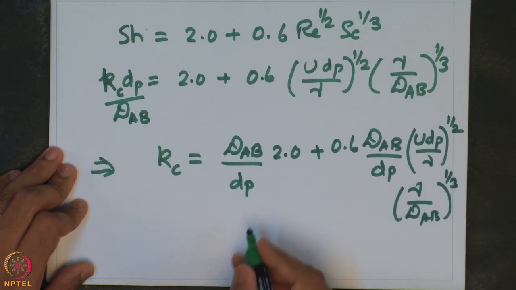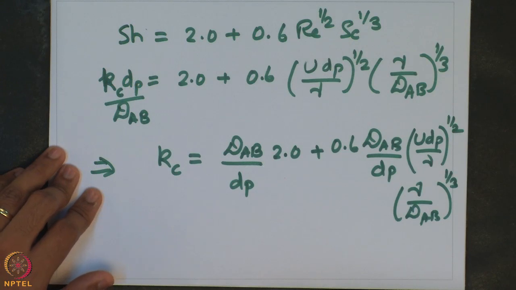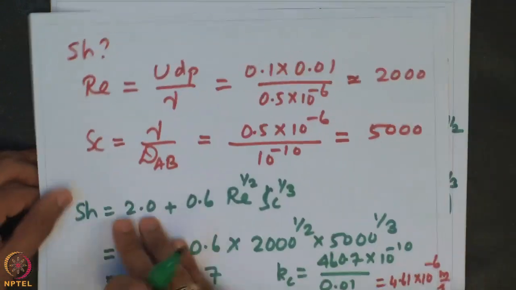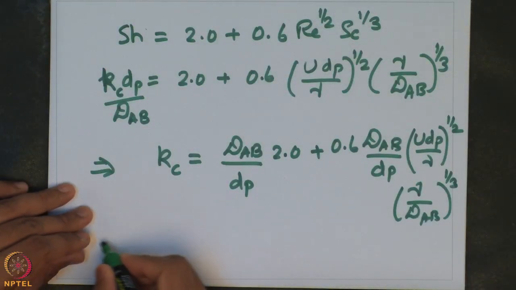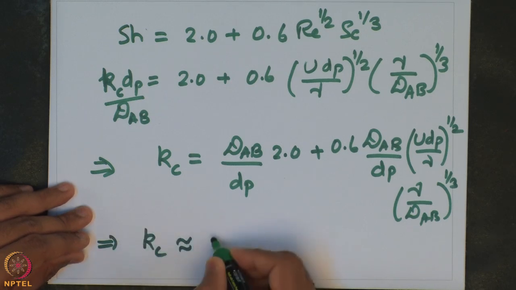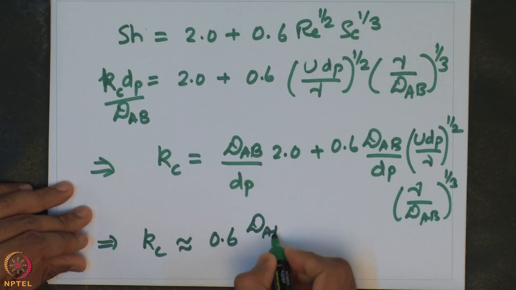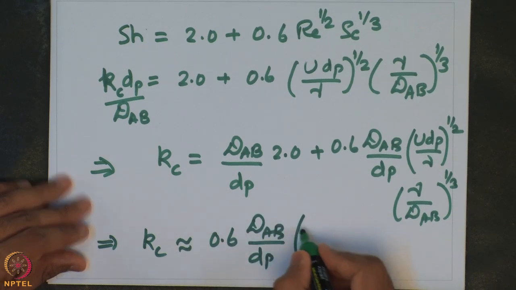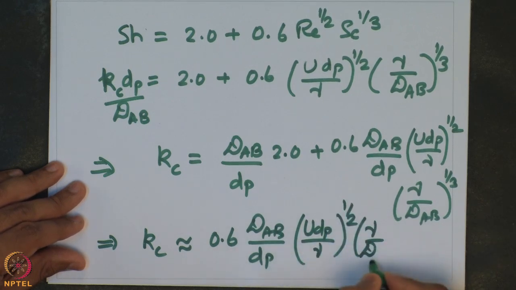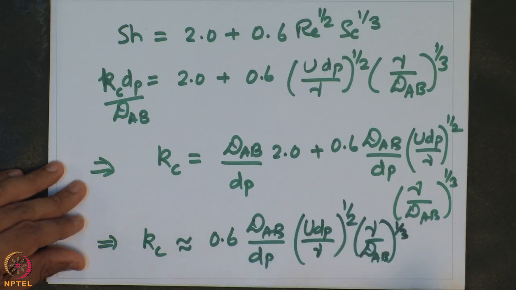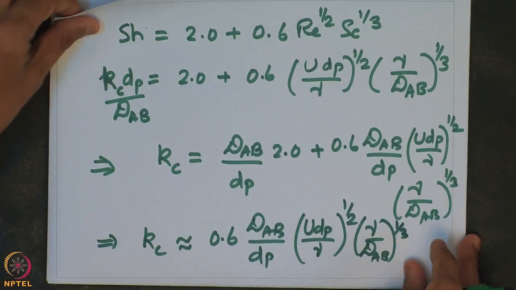So, if I estimate the mass transport coefficient and if the Reynolds number is reasonably large for this system, we can clearly see that the Reynolds number is of the order of 2000. For this problem, the Reynolds number is of the order of 2000, which is a sufficiently large value. And so, if the Reynolds number is sufficiently large, then Kc can be approximately written as 0.6 times D_AB by d_P multiplied by (u d_P by nu) to the power of half times (nu by D_AB) to the power of 1 by 3.